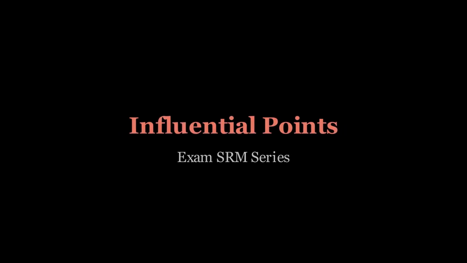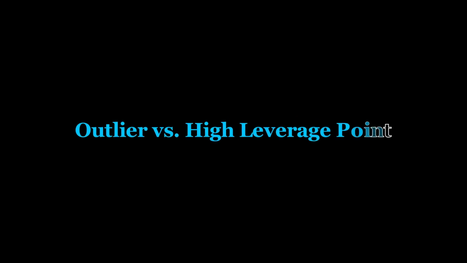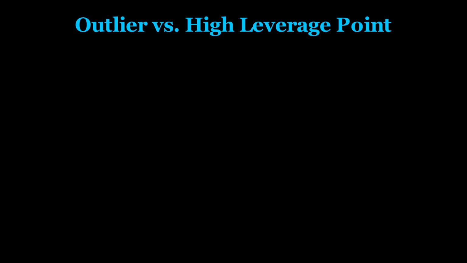Hi everyone, welcome back. In this lesson, we'll cover influential points in regression analysis. Influential points are data points that have a disproportionate impact on the fitted regression line. Let's get started. In this video, we'll demonstrate what outliers and high leverage points look like on a scatter plot and explore how each type of unusual observation affects the fitted regression line.